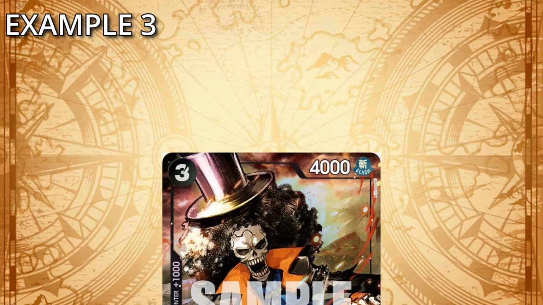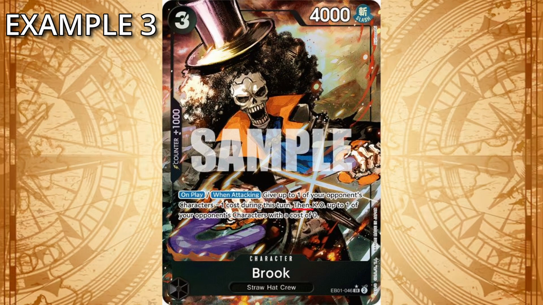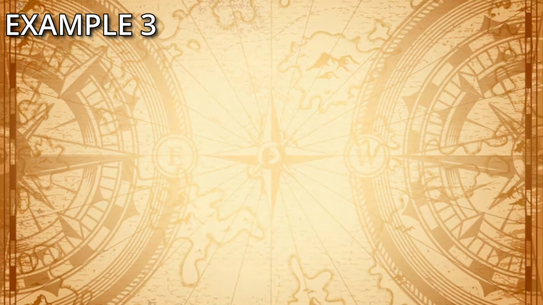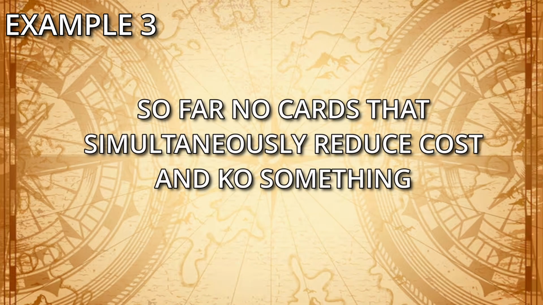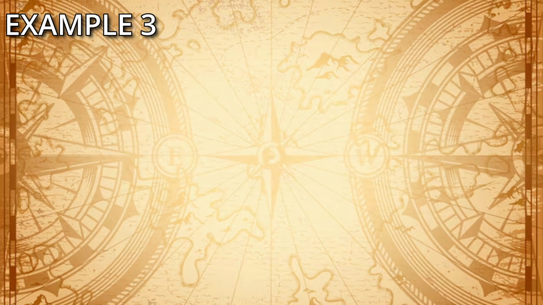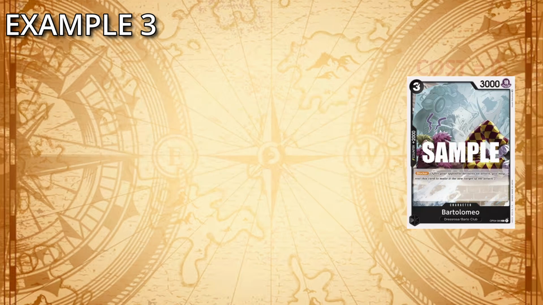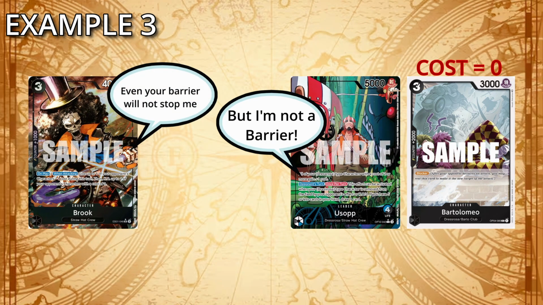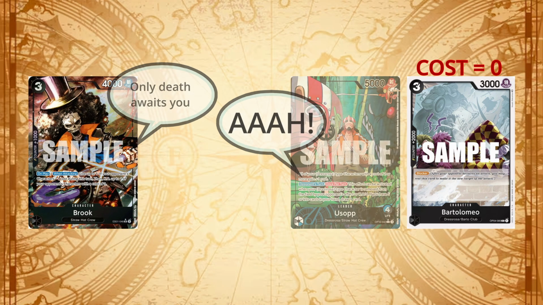Also, the wording on Brook is to reduce the cost, then KO something. The "then" is relevant here as it implies order. See my video about replacement effects for more info about that. So far there are no cards that simultaneously reduce a cost and KO a certain cost character, so I cannot say anything about that. However, the cost of Bartolomeo would be 0 the moment Brook tries to KO it, as Usopp would not apply to the now 1 cost character, reducing it to 0.